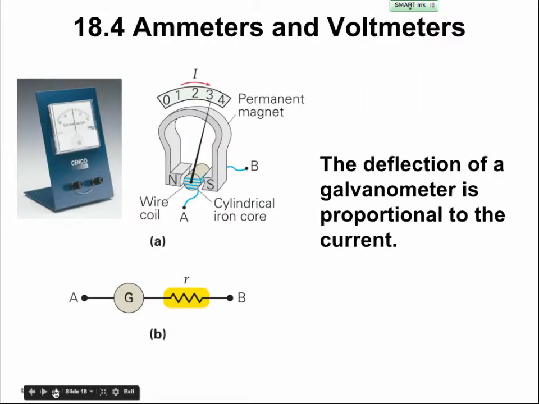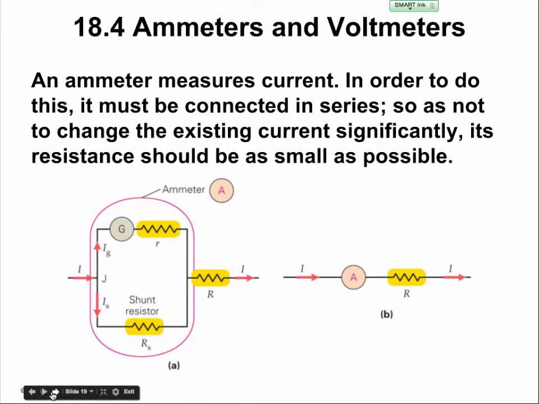Okay, so ammeters and voltmeters. Basically, the deflection of a galvanometer is proportional to the current. Electric current can produce a magnetic field and have an impact on a magnet, and consequently a magnetic field can actually produce a current. And so to create an ammeter to measure current, we would connect a galvanometer to a resistor in parallel, and we would do this in such a way so as not to change the existing current significantly.